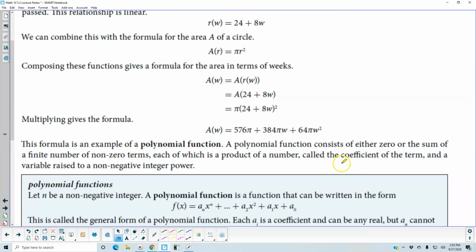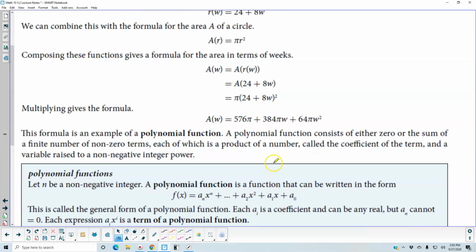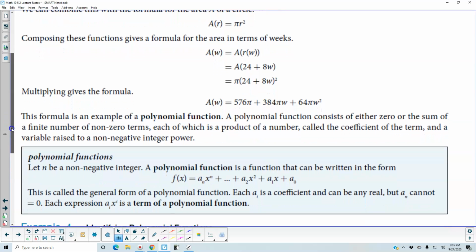A polynomial function consists of either 0 or the sum of a finite number of non-zero terms, each of which is a product of a number called the coefficient of the term and a variable raised to a non-negative integer power.